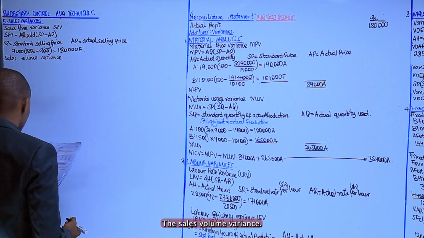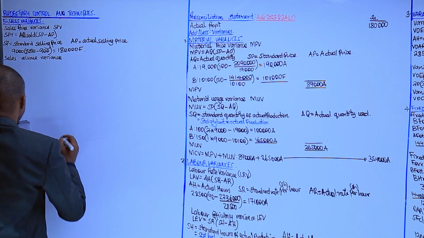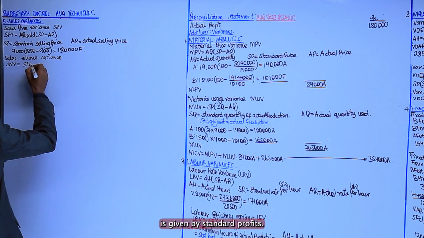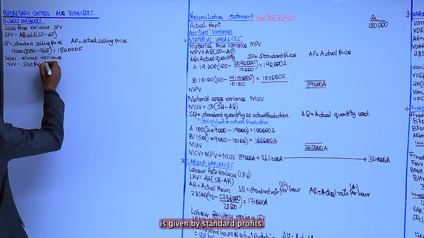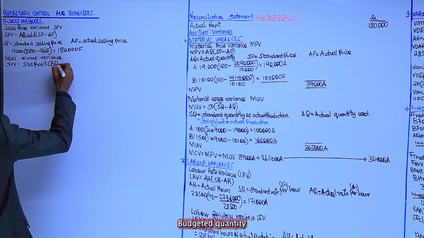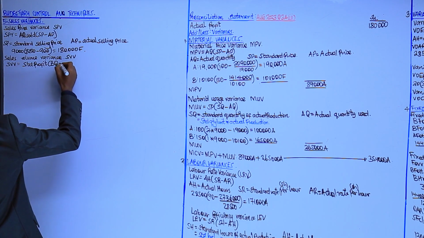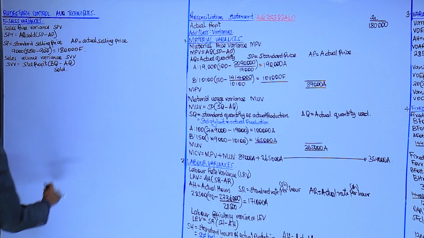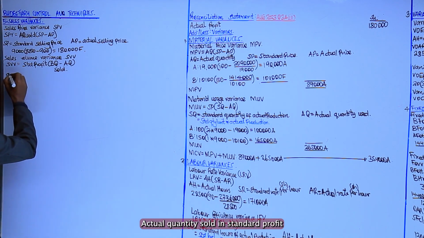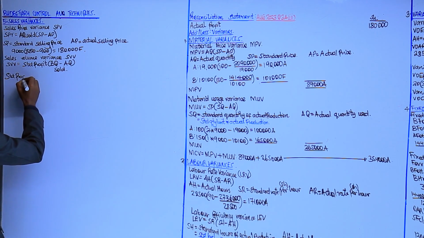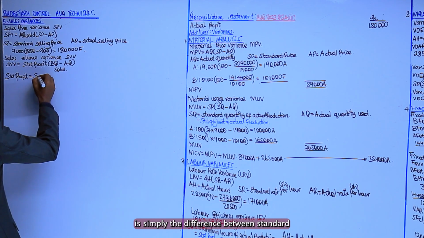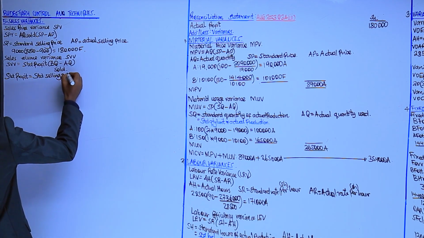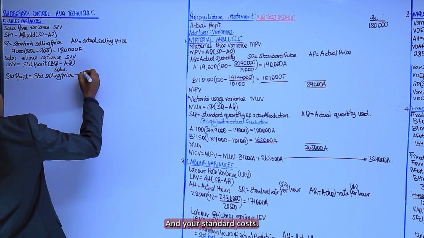Then you will have your sales volume variance. Your sales volume variance is given by standard profit times budgeted quantity minus actual quantity sold. Your standard profit is simply the difference between standard selling price and your standard costs.